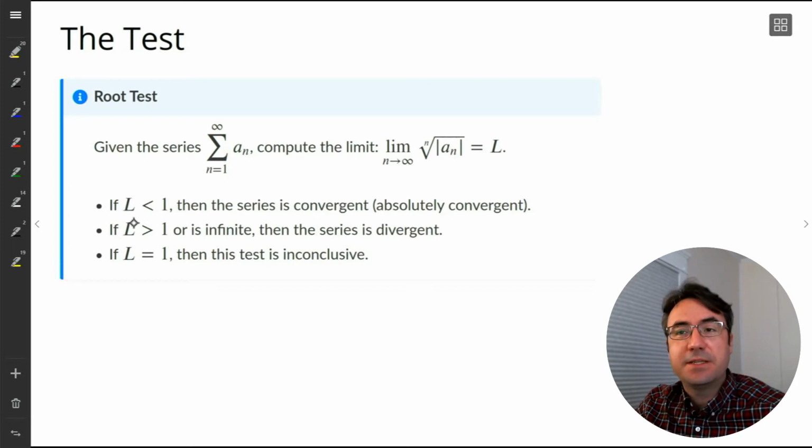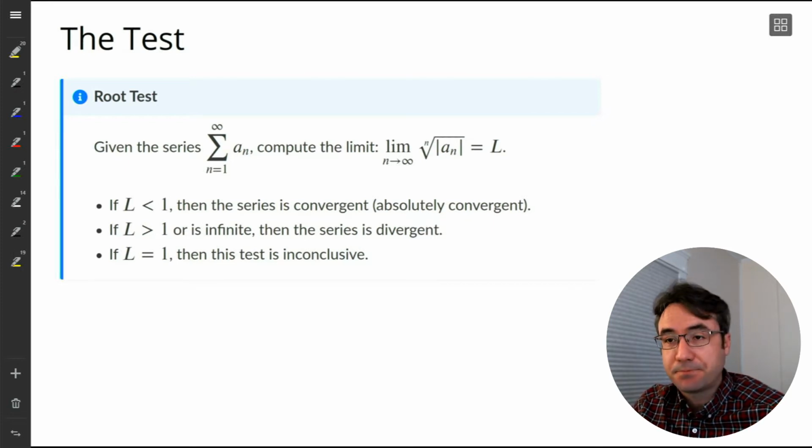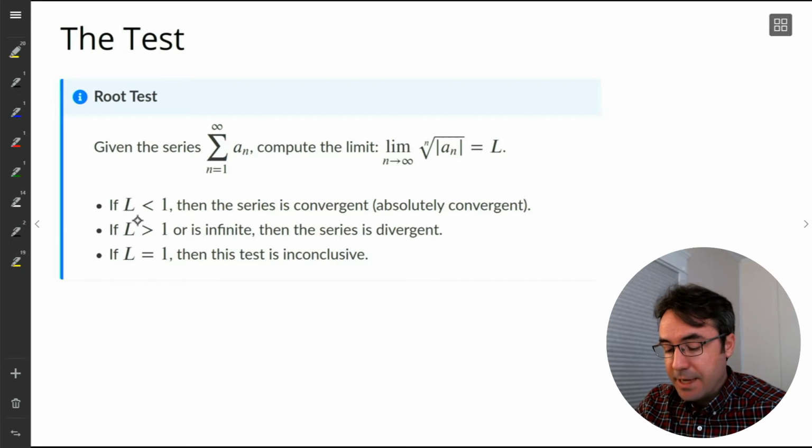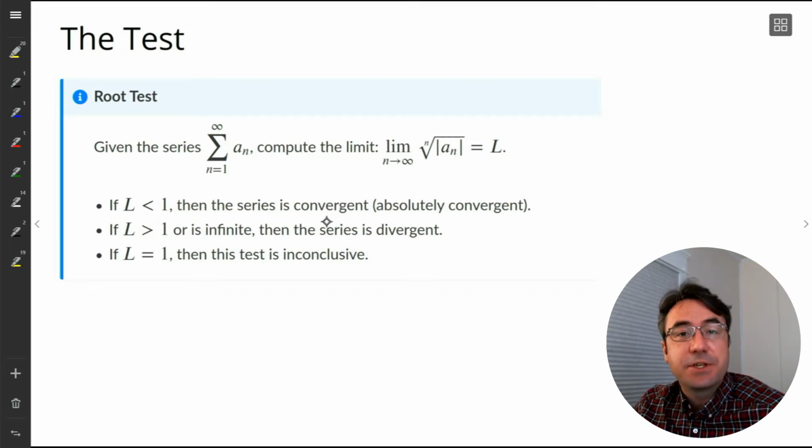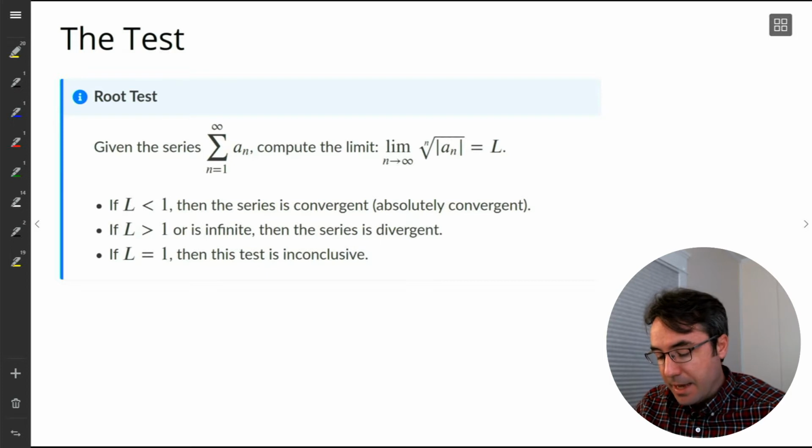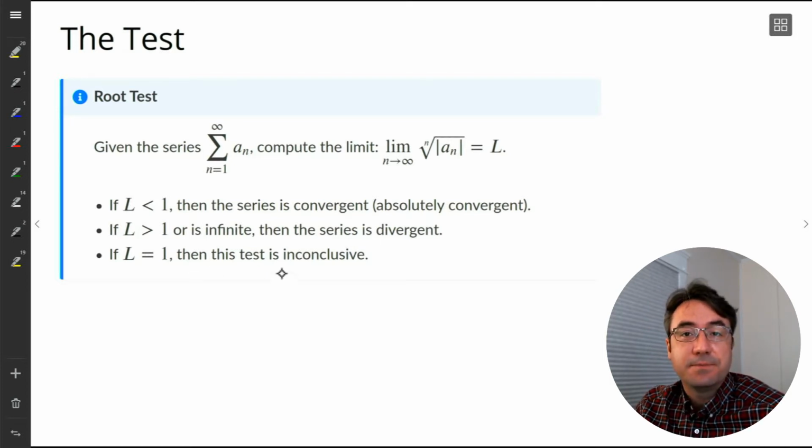So if the limit exists and is less than 1, then the series is convergent. Actually, it's a little bit more. It's absolutely convergent, but we're going to see what that means in a future lesson. So right now we're just thinking if L is less than 1, the series is convergent. If L is greater than 1, or if that limit is infinite, then the series diverges. And if L is equal to 1, then the root test is inconclusive.